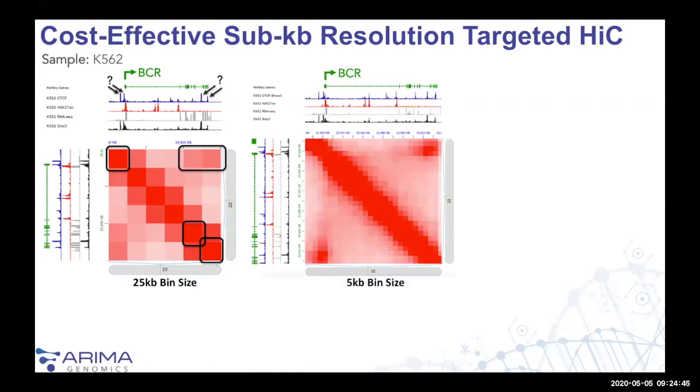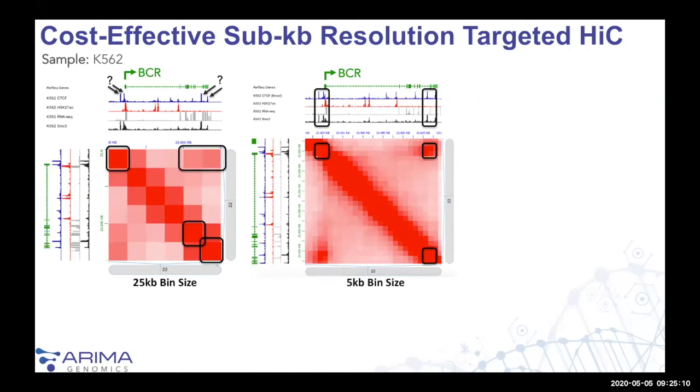You can take the same Capture-HiC data and bin it at 5 KB resolution, but unfortunately, you still run into the same issue. If you look at that significant interaction that appears to be happening, and you trace that back to where it belongs along the linear genome, again, you can't really tell if that loop is at the promoter of BCR or just upstream of BCR.